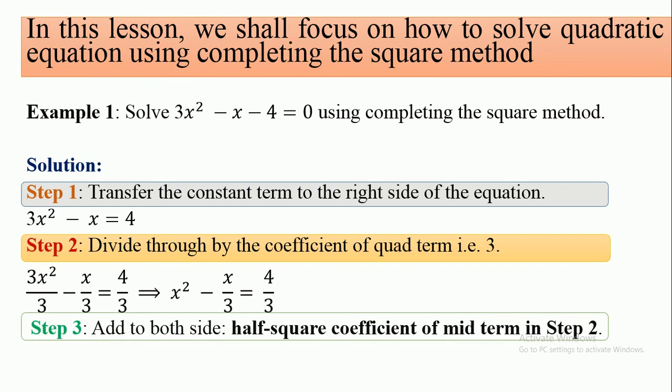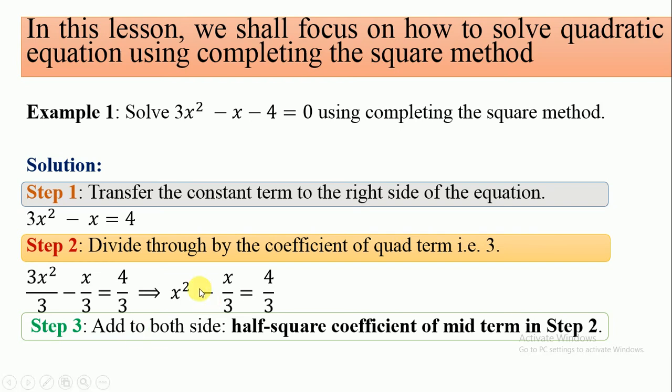So let's look at the third step. So the step 3 is the most sensitive and challenging part. Very simple when you follow this step. When you follow the instruction here, it becomes simpler. Just follow the instruction. So the instruction is add to both sides. I repeat, add to both sides. What do you need to add? Half square coefficient of midterm in step 2.